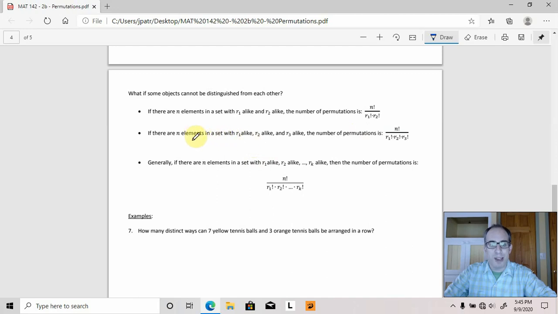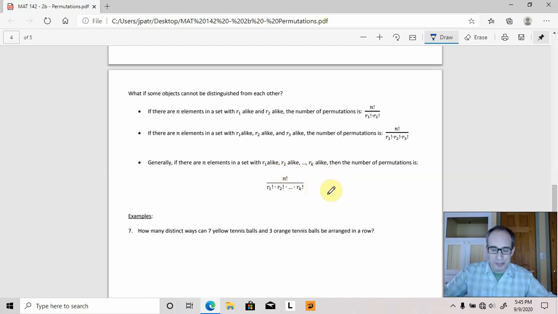But then what if you have n elements where you have R1 alike, R2 alike, and R3 alike, where here's a group that's all similar to each other. Let's say there are three of them. And then there's some other group that all look alike and there are four of them. And then there's a third group that all look alike and there are 7 of them, right? Then you'd have a 3 factorial, 4 factorial, and a 7 factorial down here. And then this is the general version. So whatever K would be, however many different groups you have of objects that look alike, this is how it would work out.